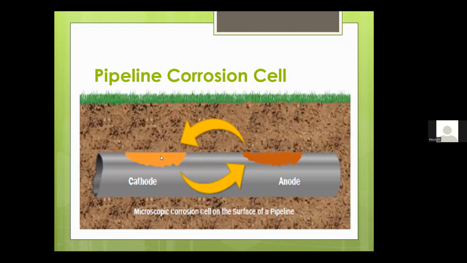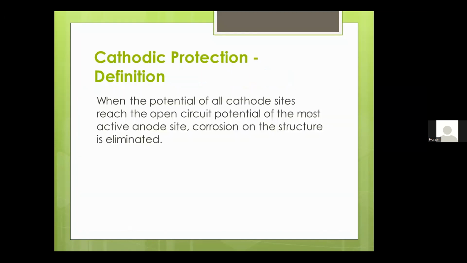By injecting current on the surface from an external electrode and polarizing the cathodic sites in an electronegative direction, we achieve cathodic protection and reduce corrosion. What's the definition of cathodic protection? When the potential of all cathode sites reaches the open circuit potential of the most active anode site, corrosion on the structure is eliminated. This is the target of cathodic protection.